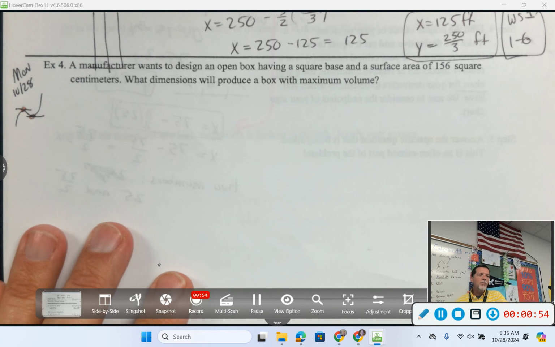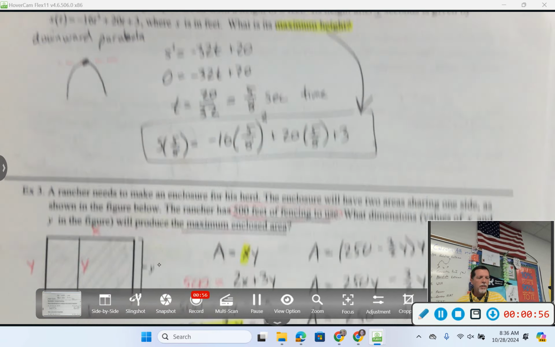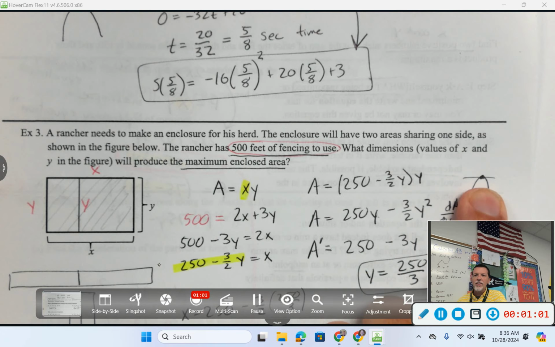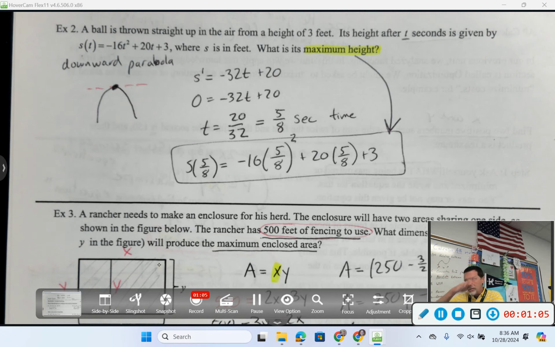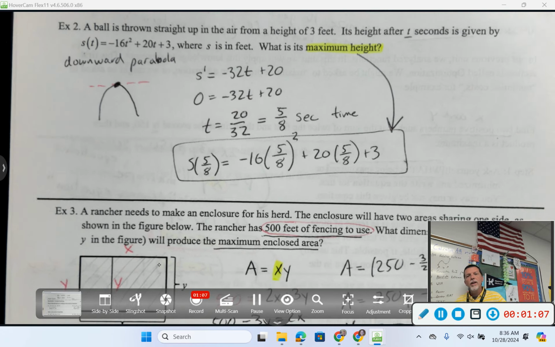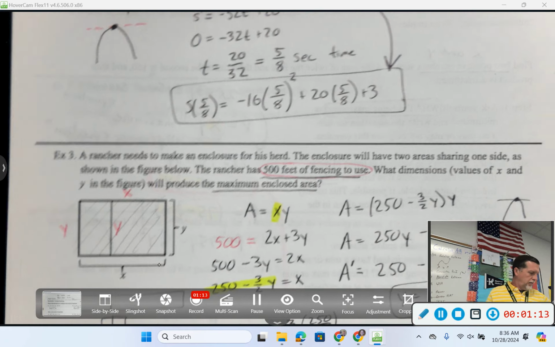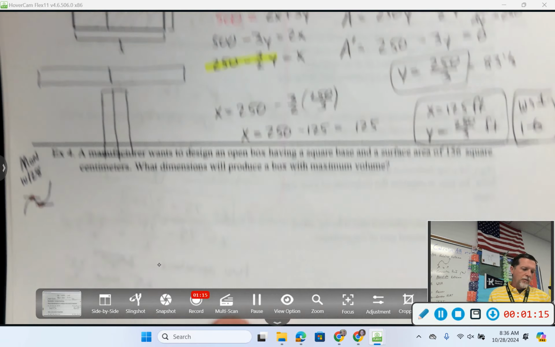Now, the ones from Friday, they were almost all parabolas. In fact, the examples were all parabolas. So if you knew which way the parabola was facing, then you would know that your critical point was a max, or a min if it was the other way. So those weren't too bad in terms of knowing if your critical point was a max or a min. Today we may have to be a little more careful.